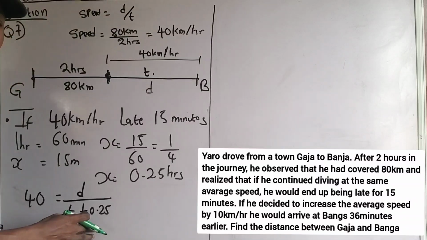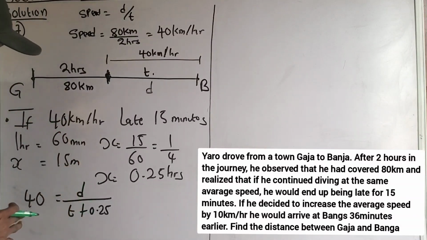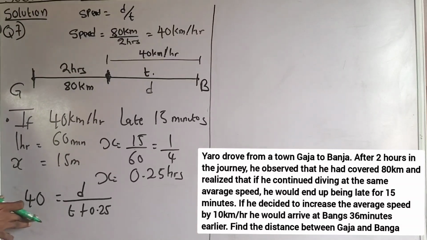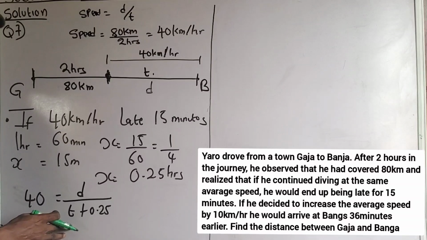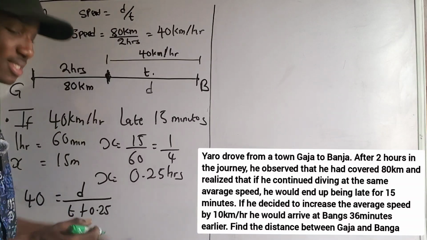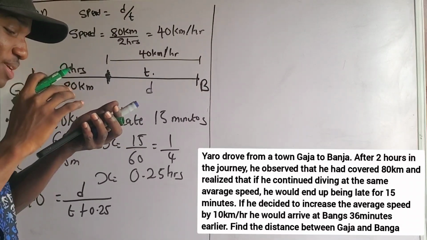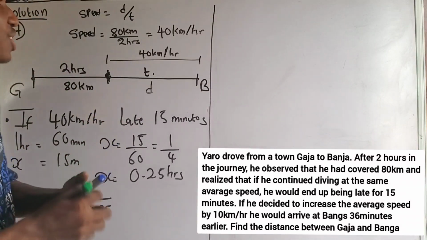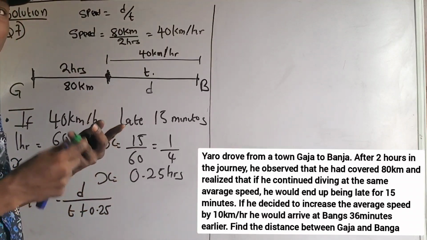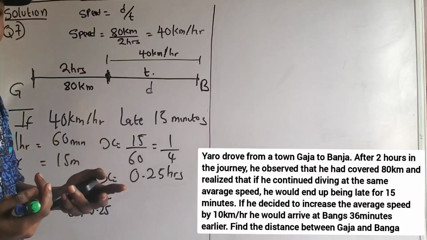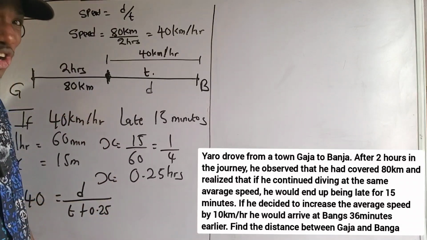The reason why we are adding 0.25 is because he will spend an additional 15 minutes on the journey if we continue at the average speed of 40 kilometers per hour. Do you understand? So we have to add that time. Now, for the next statement: he was driving at an average speed of 40 kilometers per hour before. He noticed that if he continues at this speed, he is going to be late by 15 minutes, which means he will spend an additional 15 minutes on the journey.